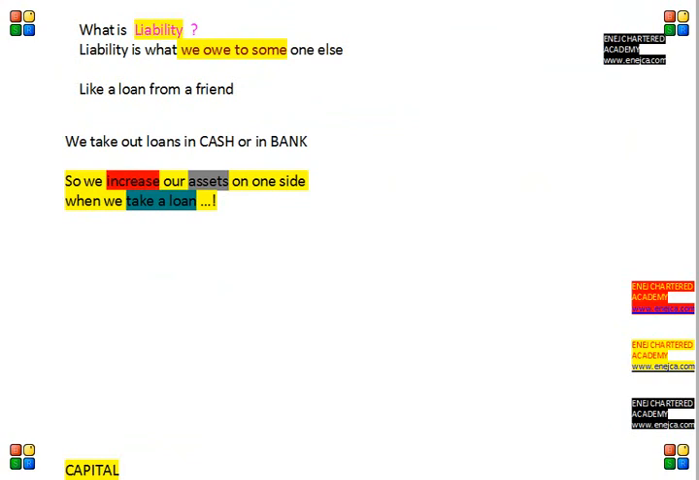Now, the next very important terminology in accounting is liability. So, what is a liability? Liability is anything where we owe something to someone. Like if you take a loan from a friend, then you have a liability to your friend. You can take out loans in cash, you can take out loans from banks, so those are your liabilities.